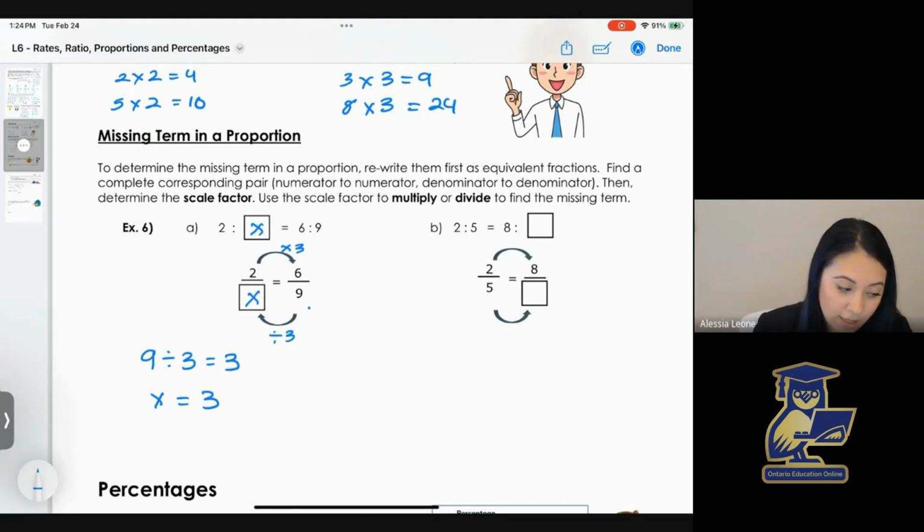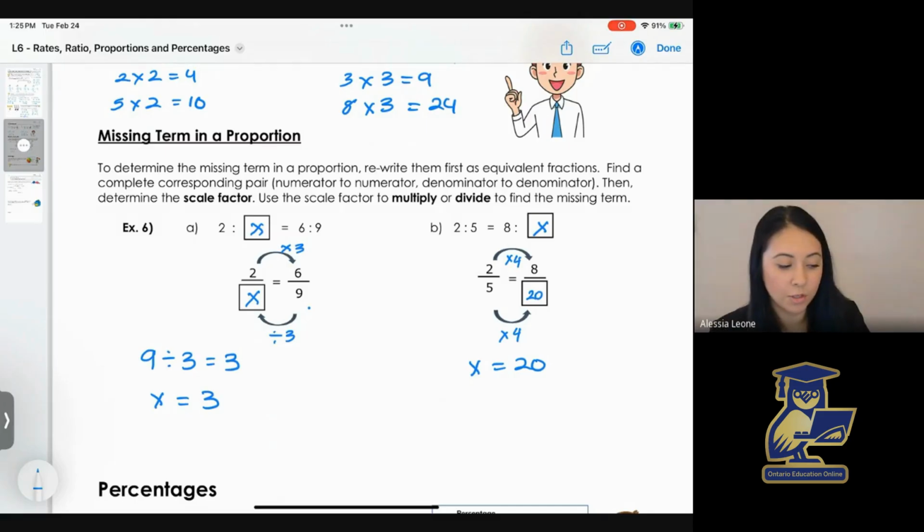Let's try it on this side. This is x. To get from 2 to 8, we have to times that by 4. 2 times 4 gives us 8. Now we do the same to the bottom. Look at the arrows. This is going this way to the right. So we have to times this by 4 to keep it the same. 5 times 4 is 20. X equals 20.